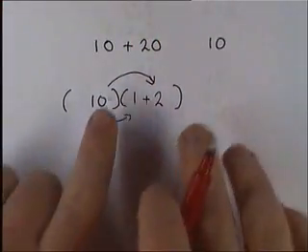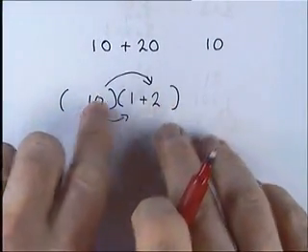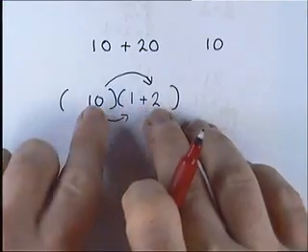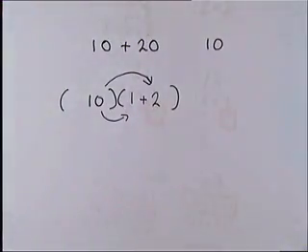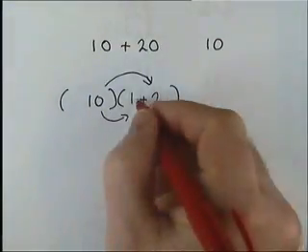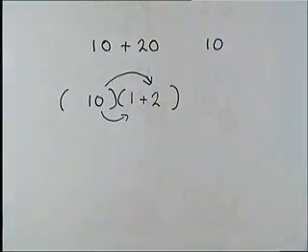So what we've done here is we found two numbers, each one is inside the bracket. We've got 10 in this side and 1 plus 2 in this side, which when you multiply gives us the same answer as 10 plus 20. And if you look at that, it makes sense, because 1 plus 2 is 3, 10 3s are 30, and 10 plus 20 is 30.